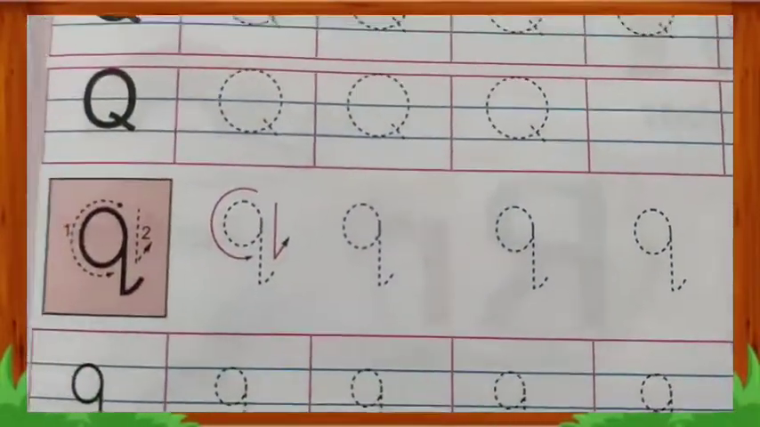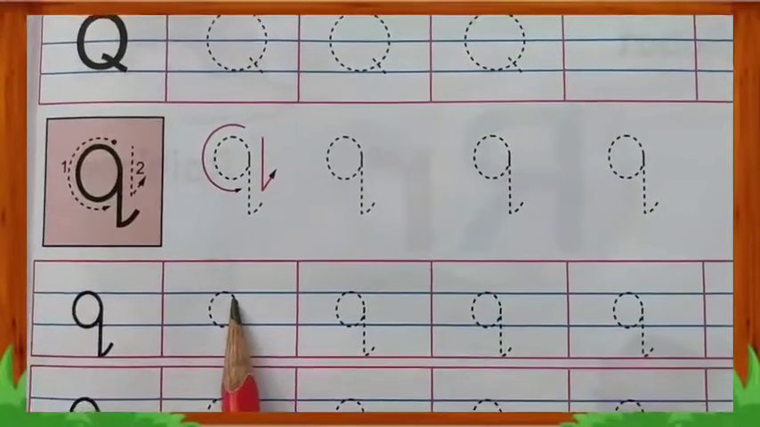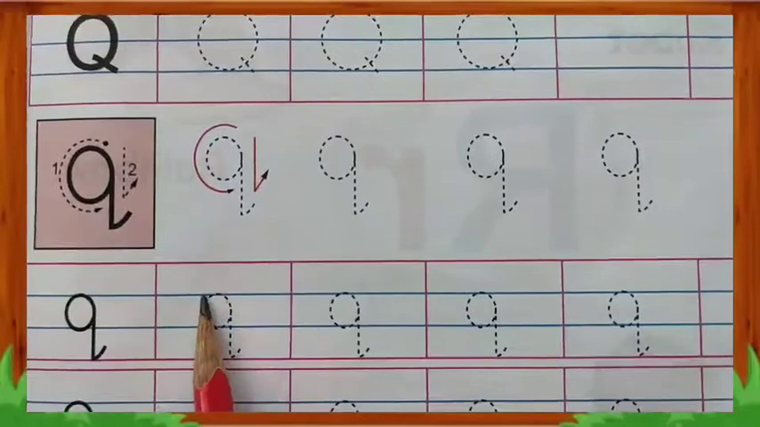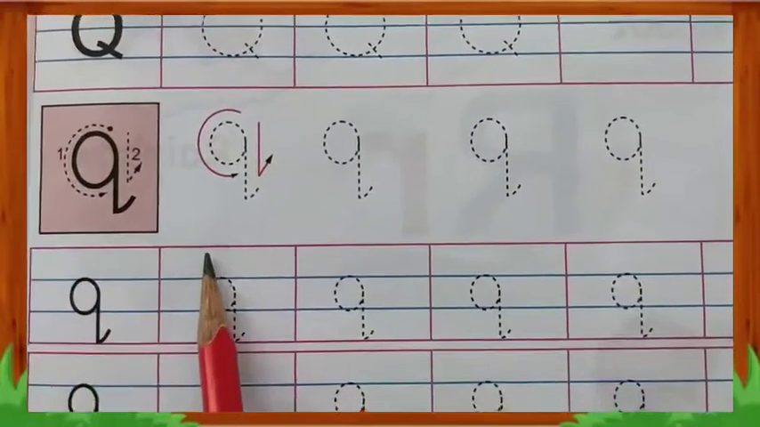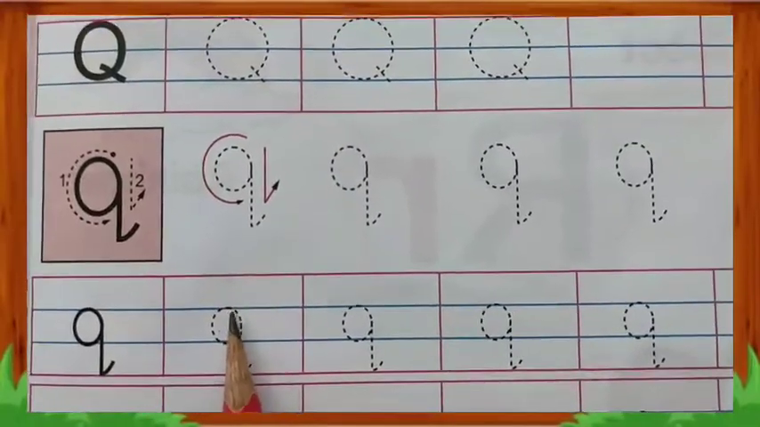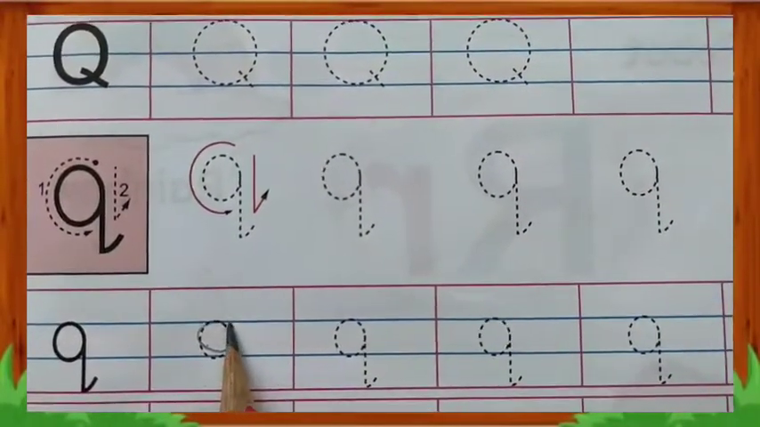Next, how to write small letter Q. In the 4 lines, we start from the second line. 1, 2, 3, 4. Round and stop.